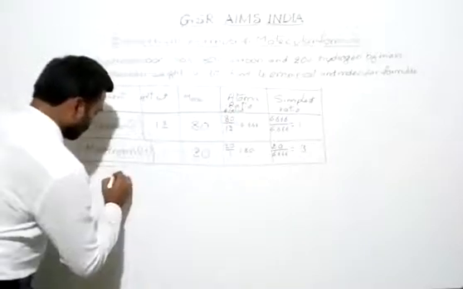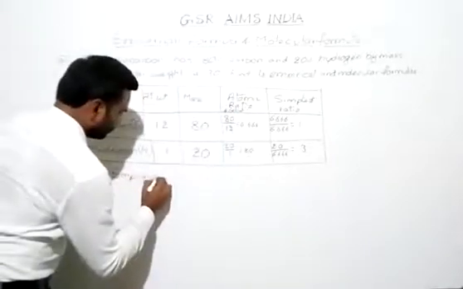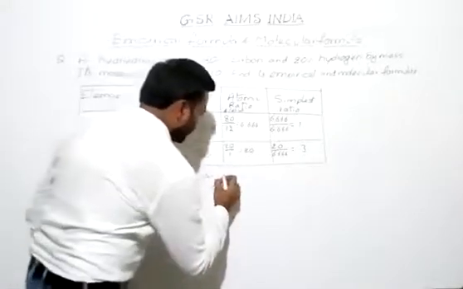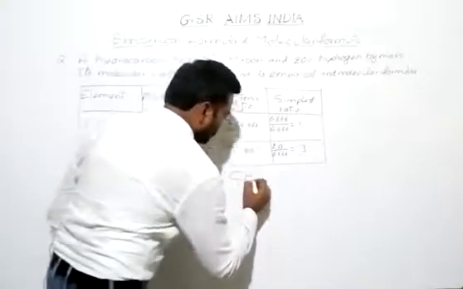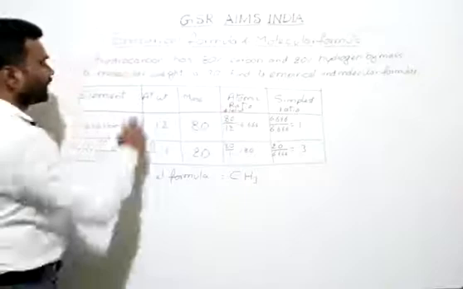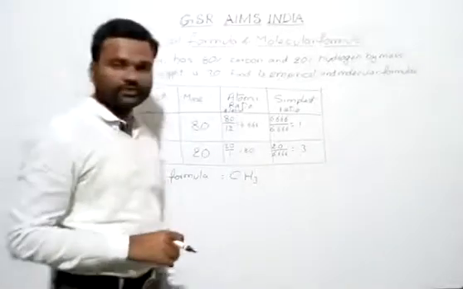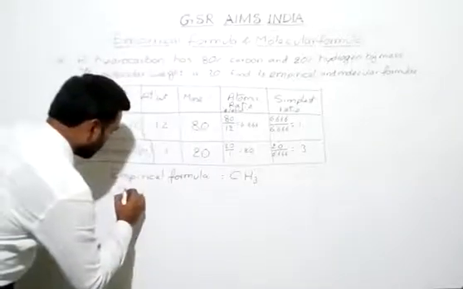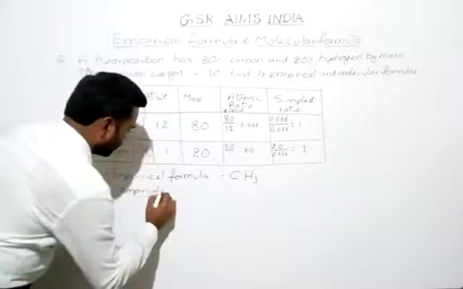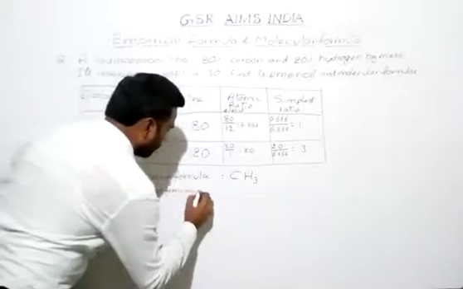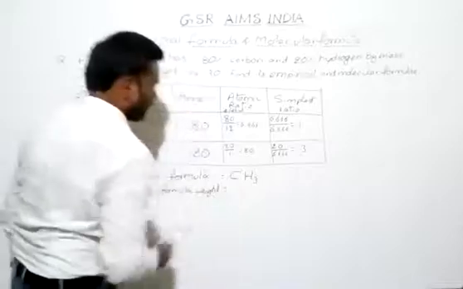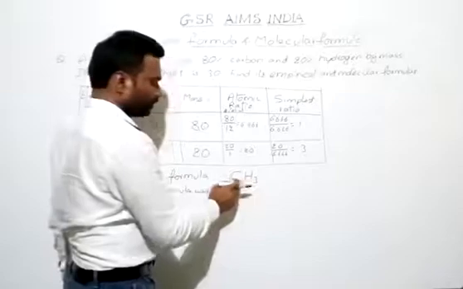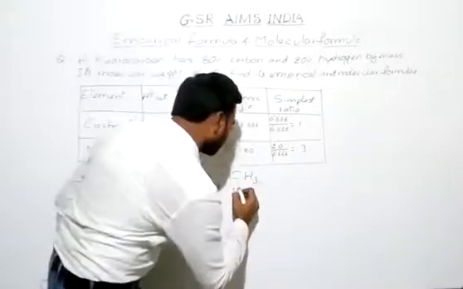Now from this you can simply write the empirical formula of this hydrocarbon as C1H3 or CH3, and it is given the molecular weight of this compound is 30, and we can find here the empirical formula weight also. Empirical formula weight, from the formula we can find it: 1 carbon atom and 3 hydrogen atoms, 12 plus 3, totally 15.